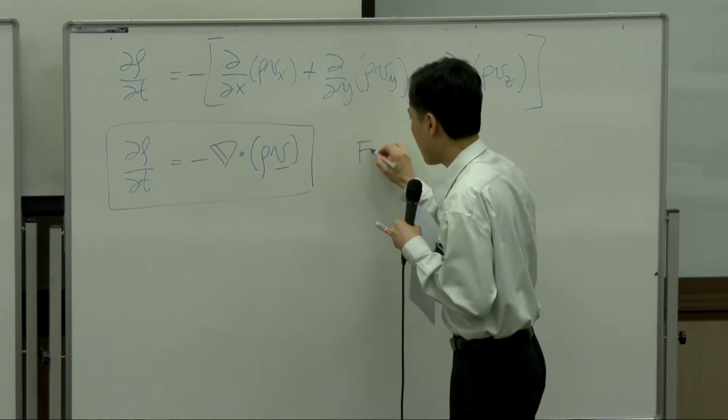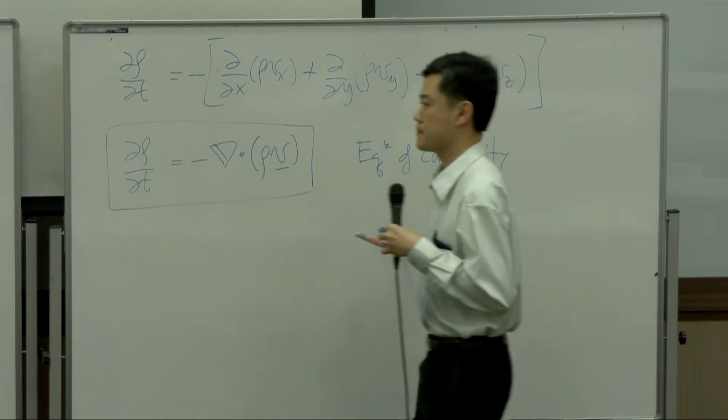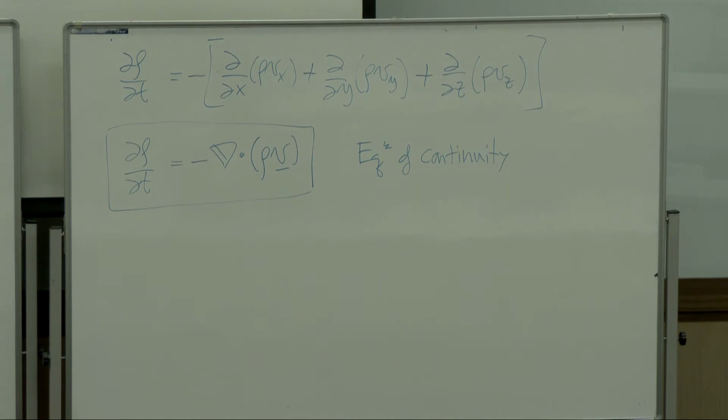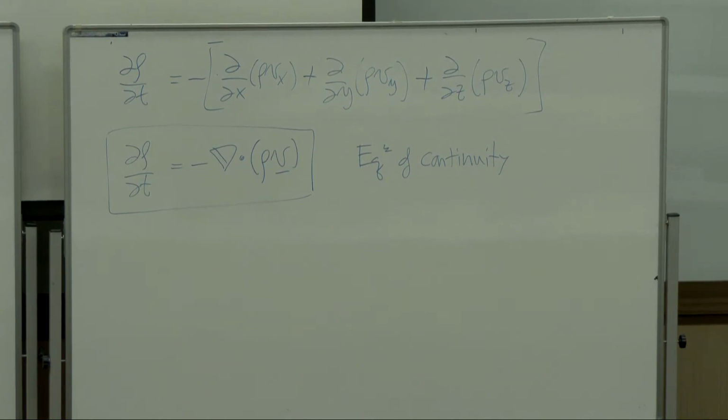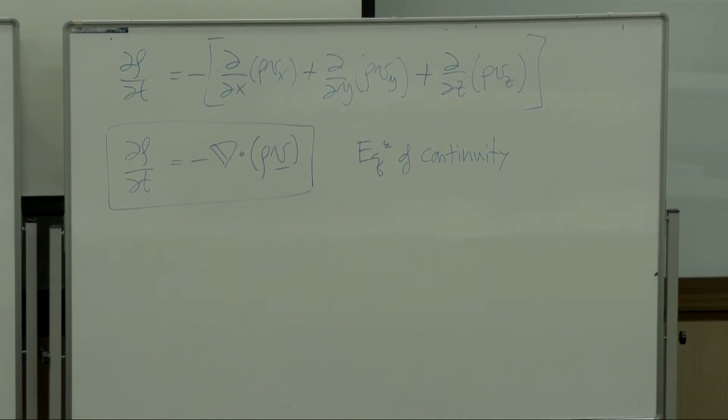All right? This equation is called equation of continuity. In general, it is mass balance for the system. Okay, any question?